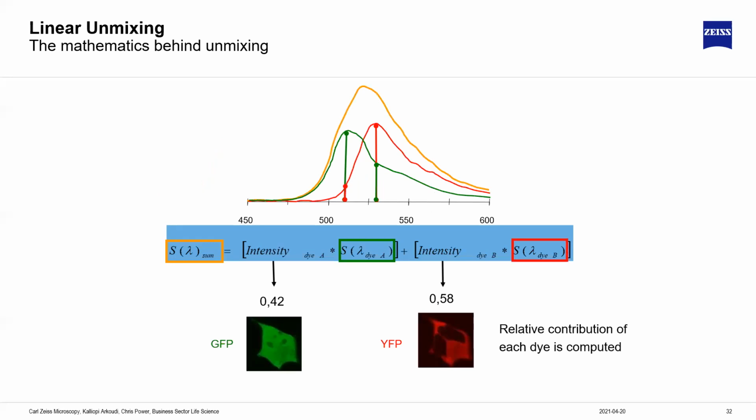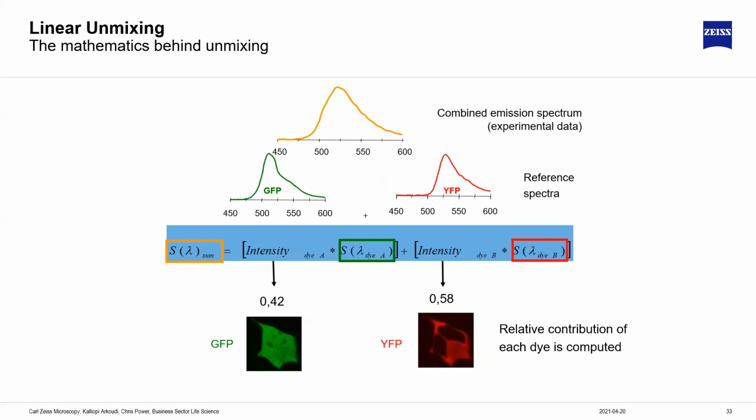What the software does is try to figure out how the individual spectra of the dyes that we tell the software are in our sample fit inside the combined spectrum that is detected. We have the GFP and the YFP, and we're trying to calculate the proportion of each spectrum that is found inside the combined spectrum. Once the software manages to do the calculation effectively, it can give us a very accurate separation of the two or more individual spectra that were present in our sample.